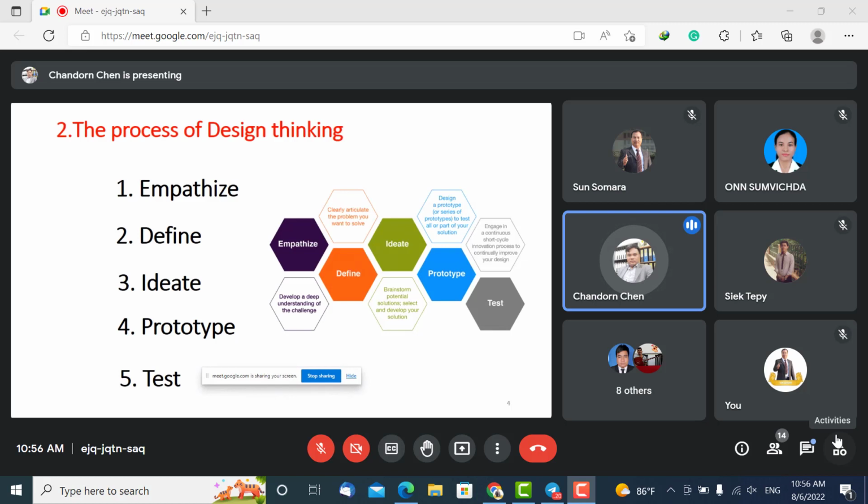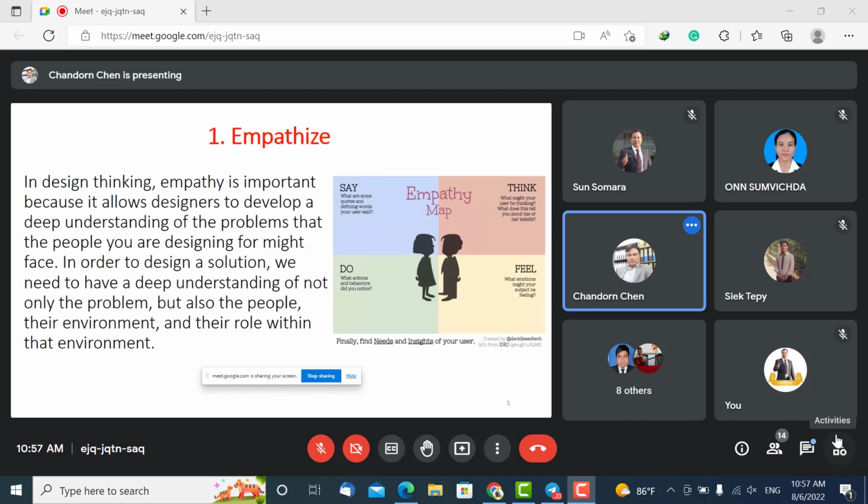So the process of design thinking has five steps. One is empathize, the second is define, the third is ideate, the fourth is prototype, and the last one is test. I will briefly go through them one by one. This is the process of how to teach design thinking.